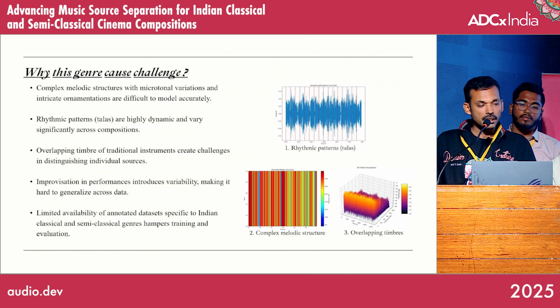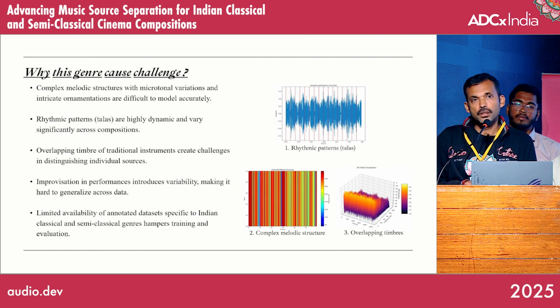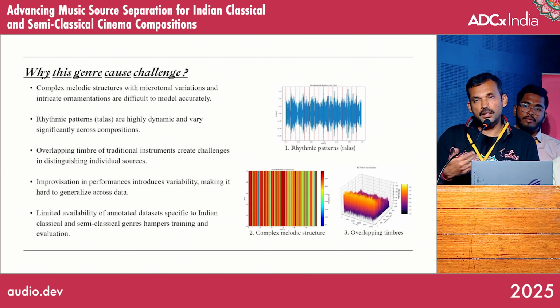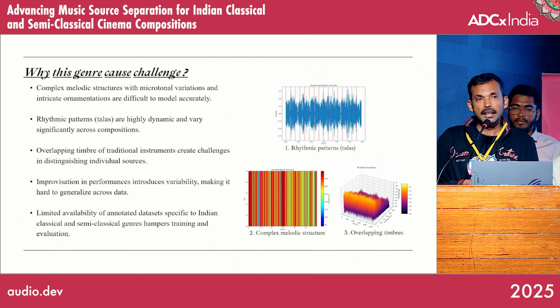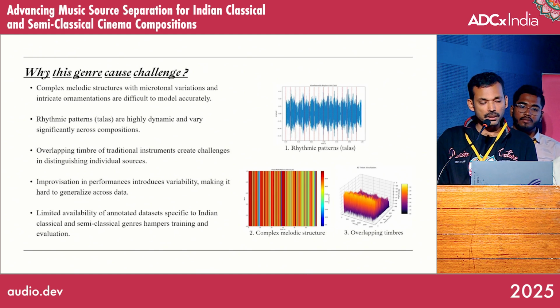So what are the general classification challenges? As I already explained, the timbral problems. The string instruments collide with the vocals, and the microtonal variations that we see in the raga also play a very complex part in vocal separation. That is one main overlapping problem, the timbral problem.